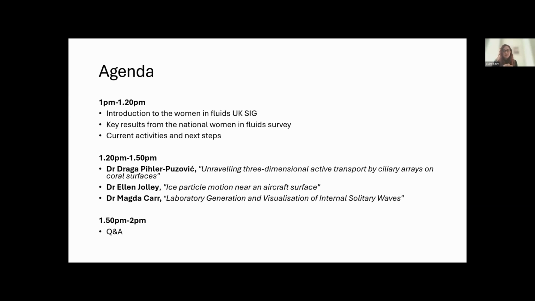Then we're really pleased to welcome three speakers from across our community in fluid dynamics. We've got Draga, who will be talking about unraveling three-dimensional active transport by ciliary rays on coral surfaces. Ellen will introduce ice particle motion near an aircraft surface, and Magda will talk about laboratory generation and visualization of internal solitary waves. So a really great range of different research topics. And hopefully, if all goes to time, because we do have to change between people's slides, we'll have a bit of time to do a Q&A at the end as well.